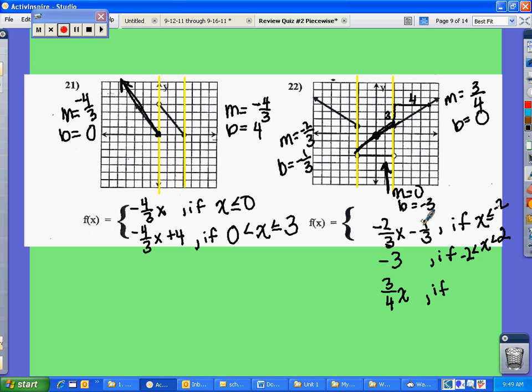And then finally, my last one, 3/4 x, that one's going to start at 2, including 2, and it's going to go all the way up to infinity. So that's just x is greater than or equal to 2.